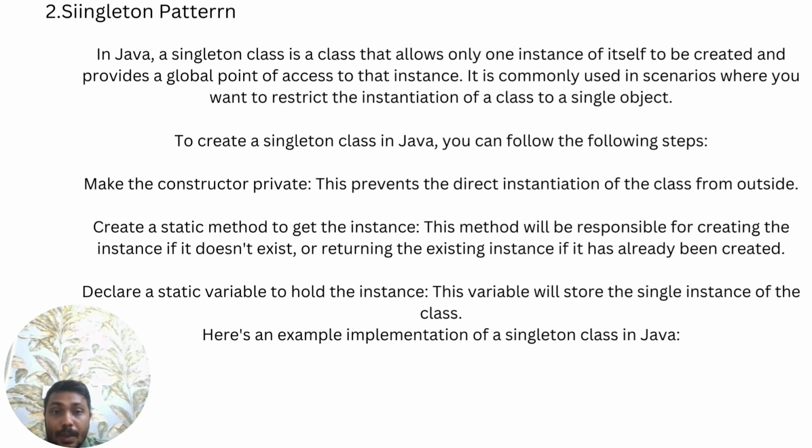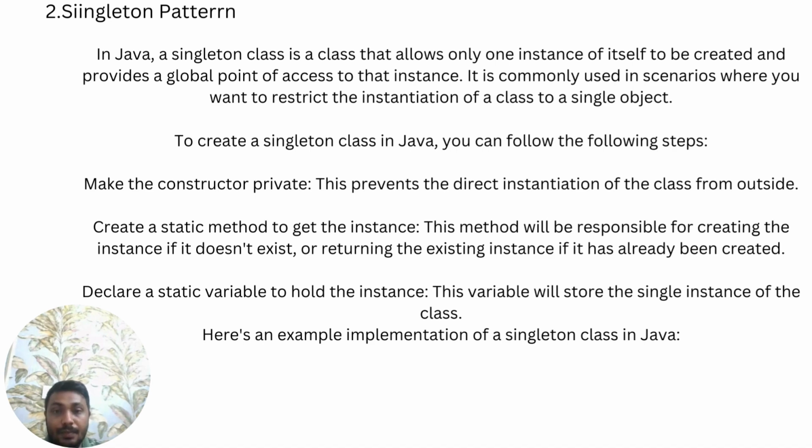First of all, we have to make a private constructor, to prevent direct instantiation of the class from outside. We have to create a static method to get the instance. This method will be responsible for creating the instance if it doesn't exist, and it will return the existing instance if it has already been created. Then we declare a static variable to hold the instance, and this variable will store the single instance of the class.